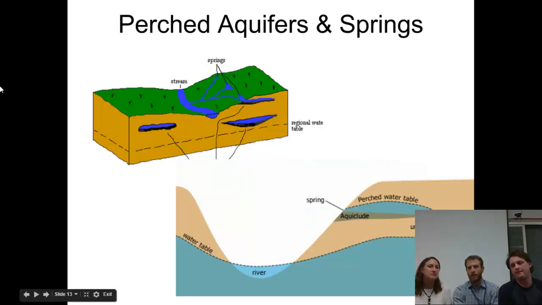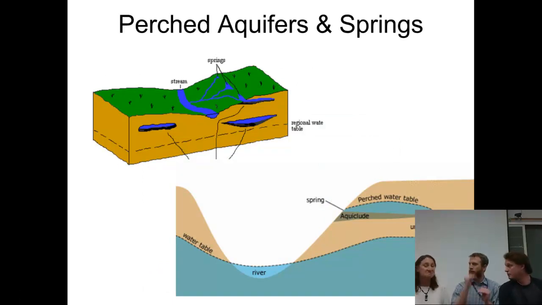So we've got kind of a special scenario here. This is called a perched aquifer. Now I think of a bird's perch, so it's kind of up in the air. It's perched up a little bit. Yeah. So if you look at the picture on the bottom right, we have what's called an aquiclude.